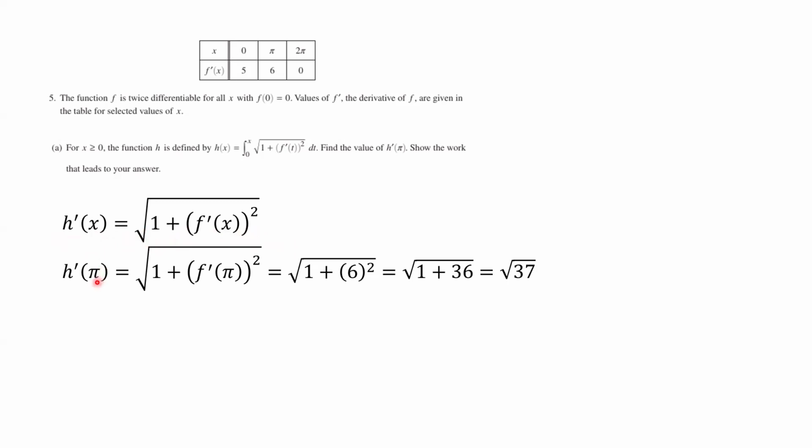And then we plug in x equal to pi. So h prime of pi is the square root of 1 plus f prime of pi squared. F prime of pi is in the table. It's 6, so the square root of 1 plus 6 squared, which is the square root of 1 plus 36, which is the square root of 37.